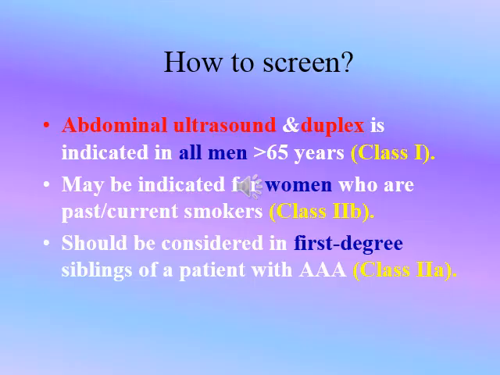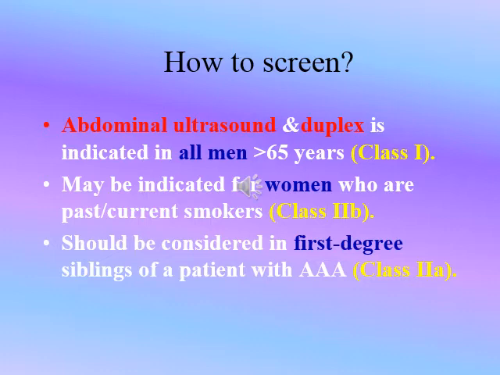So how to screen patients? How to know if the patient has a triple A? Patients over 65 who are males should be screened with an abdominal ultrasound and duplex scan. This is a must, and this is what the guidelines say. Females who are smokers or ex-smokers can be screened. It's not a must, but they can be screened with an abdominal ultrasound duplex scan just to make sure they don't have any aneurysms.